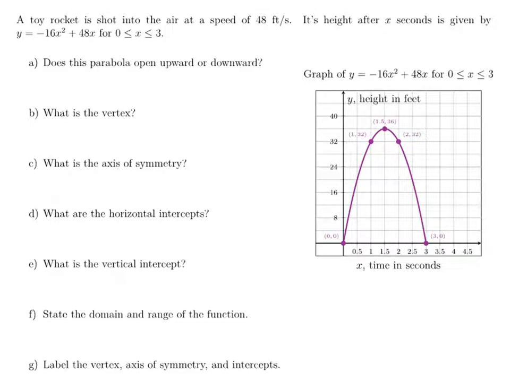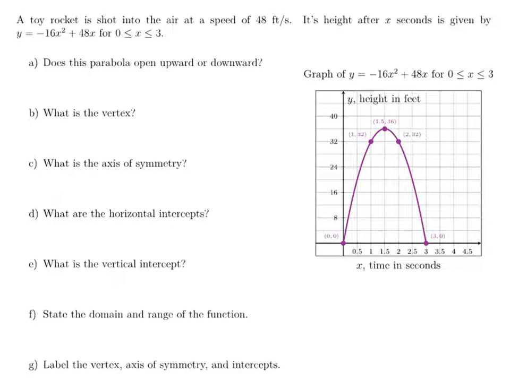In this video, we're going to identify the key features of a parabola from its graph. The parabola we'll look at involves an application. We're given that a toy rocket is shot into the air at a speed of 48 feet per second. Its height after x seconds is given by the equation y equals negative 16x squared plus 48x for 0 less than or equal to x less than or equal to 3.